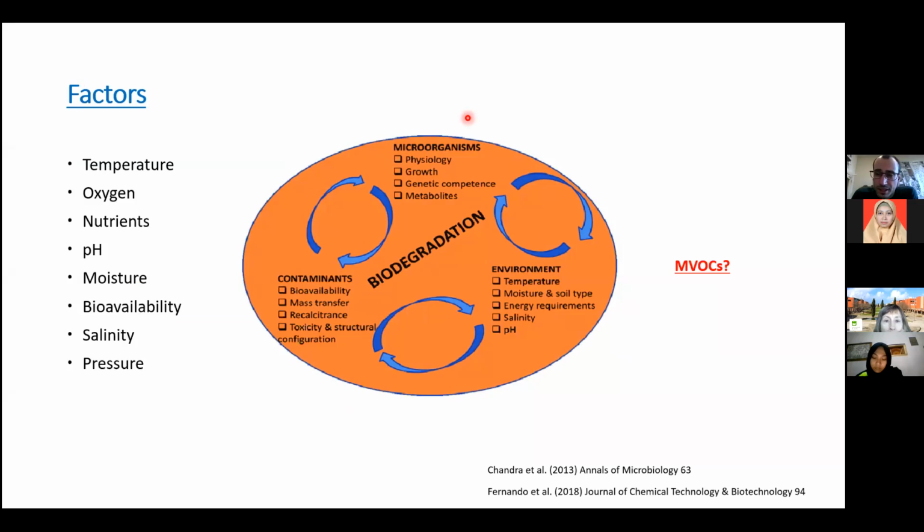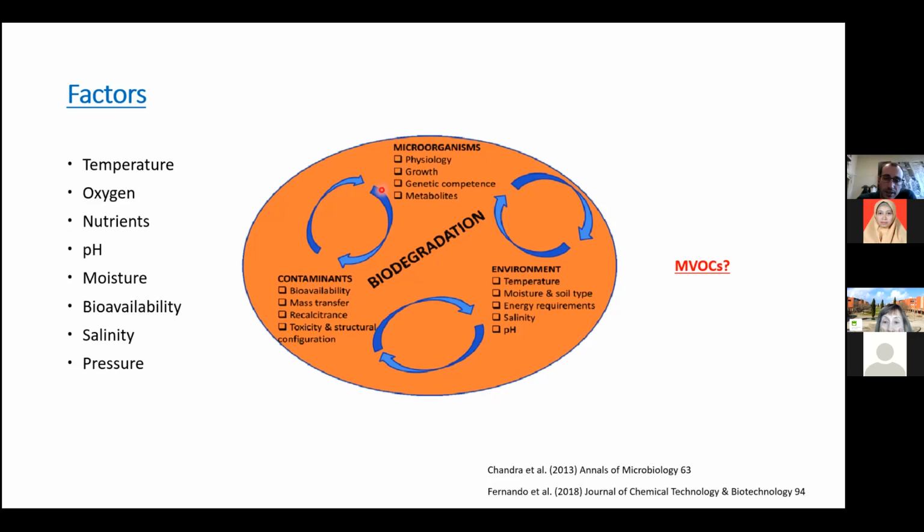Another thing that I think is important to mention, just as background, is that there are many factors which influence the bioremediation process, either biodegradation or phytostabilization and so on. There will be temperature, oxygen, nutrients, pH, of course, the availability of water, and the bioavailability of compounds, also salinity and even pressure because of the reactions.